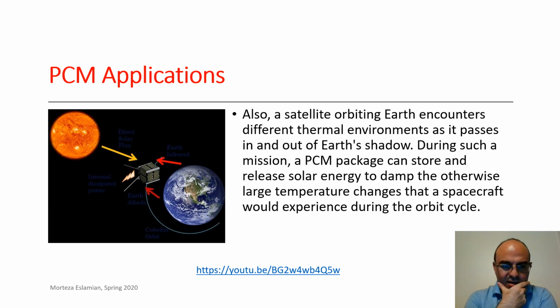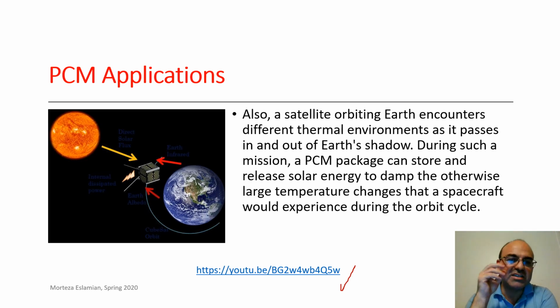So this is another application and a video here that you can go ahead and watch. A satellite orbiting Earth encounters different thermal environments as it passes in and out of the Earth's shadow, during the eclipse of the satellite. During such a mission, a PCM package can store and release solar energy to damp the otherwise large temperature changes that the spacecraft would experience during the orbit cycle.